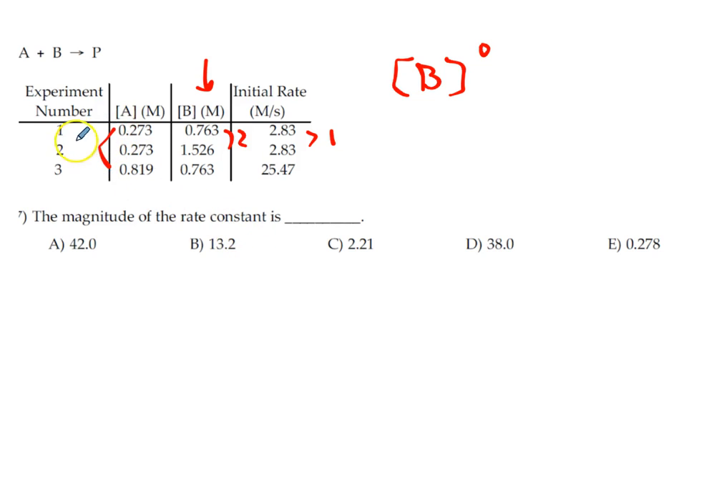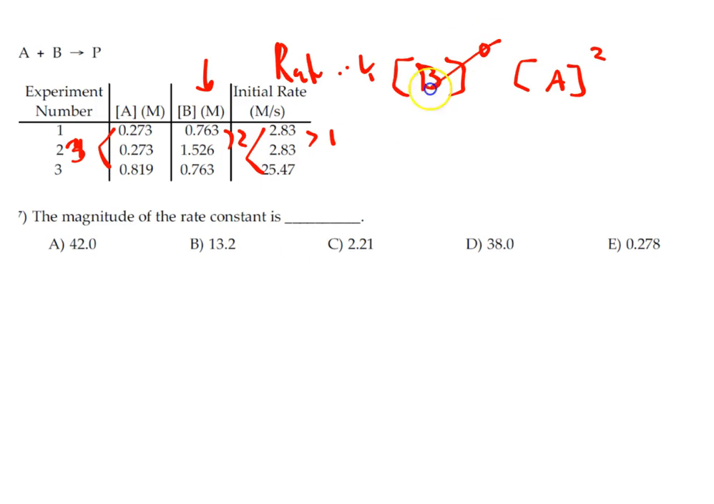So from here to here, I multiply it by 4, correct? 3. Okay, what happens from here to here? 9-ish. Okay. So if you have a 3 become a 9, then A must have been squared, because 3 squared is 9. All right, so rate equals k. This isn't communicating very well.